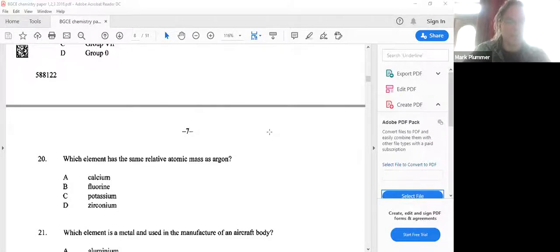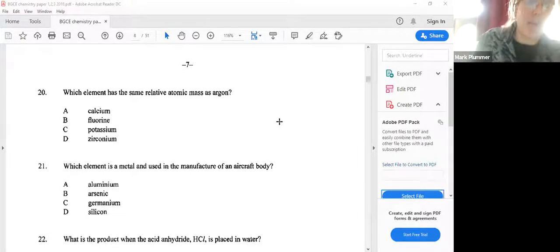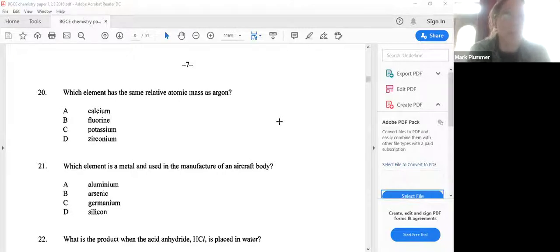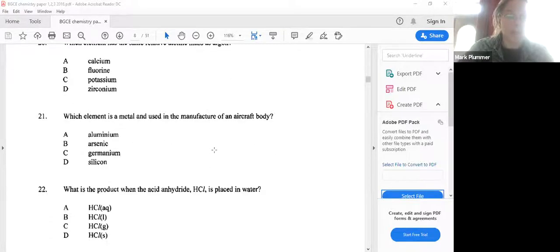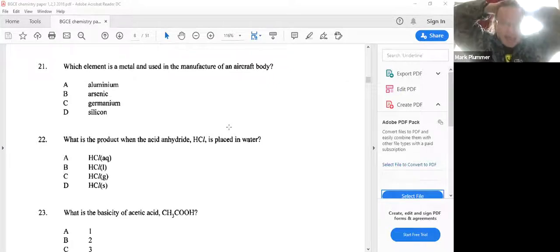Number 21. Which element is a metal and used in manufacture of aircraft bodies? Which is the lightest? Well, you can get rid of B and D straight away because they are non-metals, and you can get rid of germanium straight away because it's a metalloid, a semi-metal, depending on how it's been explained to you. So the answer to number 21 is A, aluminium.